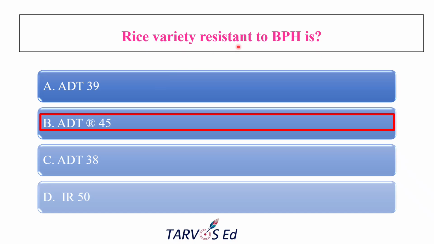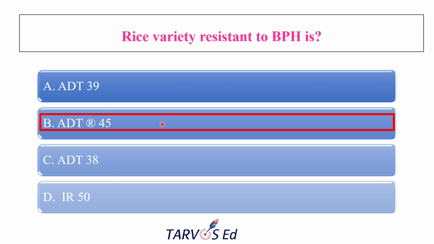So it is specifically bred for BPH resistance. It is a standard example for this. And ADT 45 has moderate resistance to blast also. So this ADT 45 has high resistance against BPH, and it also possesses moderate resistance to rice blast disease.